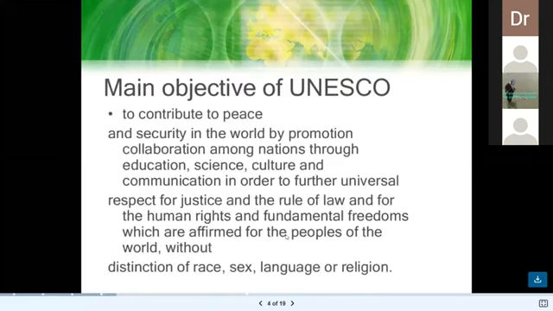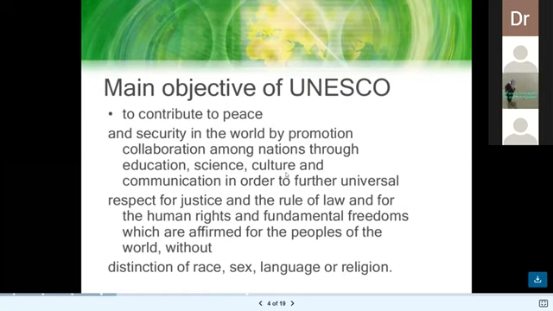The main objective of UNESCO is to contribute to peace and security in the world by promoting collaboration among the nations through education, science, culture and communication, in order to further universal respect for justice, the rule of law, human rights and fundamental freedoms for the people of the world without distinction of race, sex, language or religion.